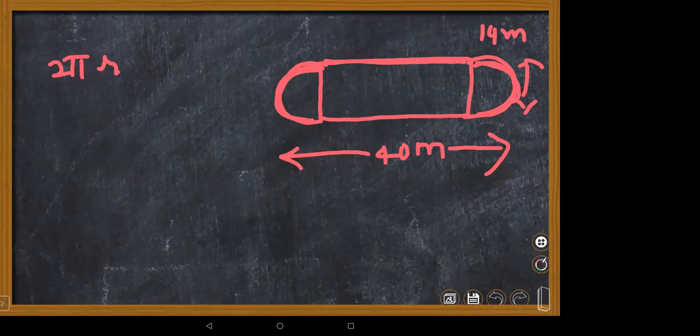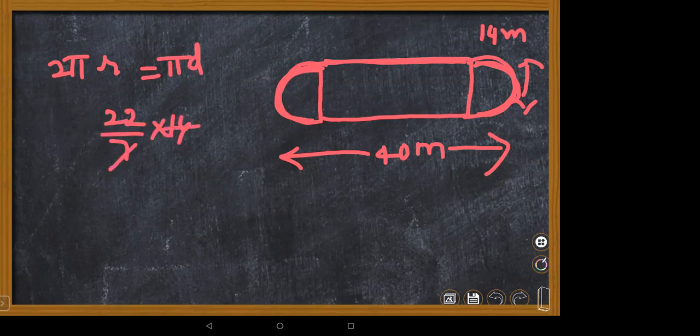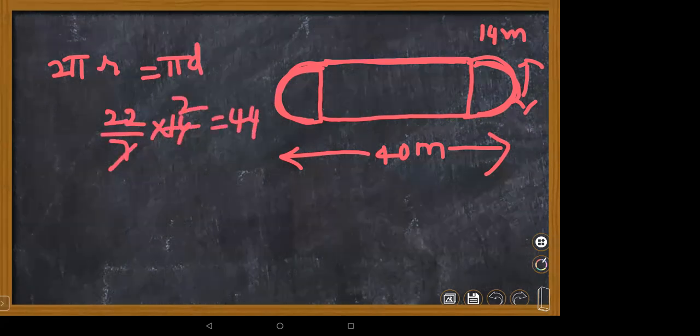So pi d means 22 by 7 into 14. We will directly use pi d. I think it will be 44. So 7 2s are 44. This curved region we got right now is 44.